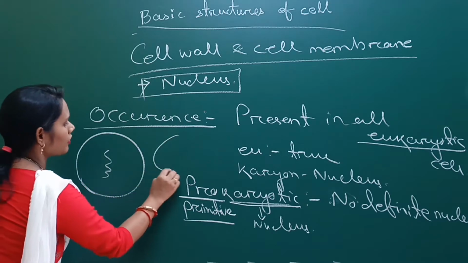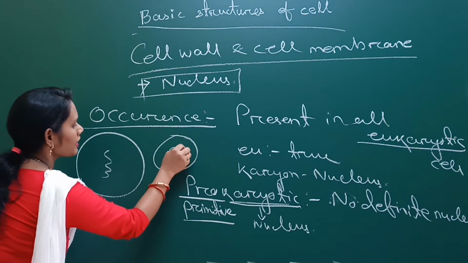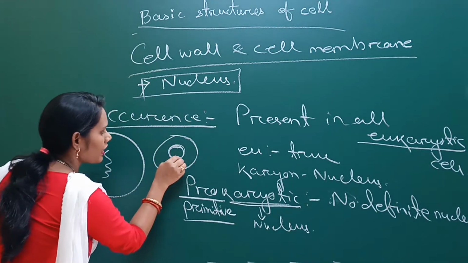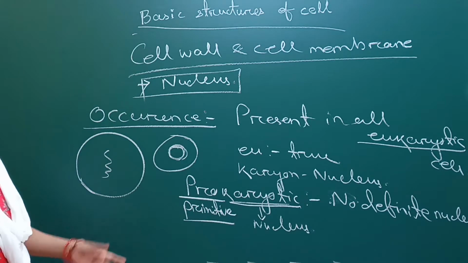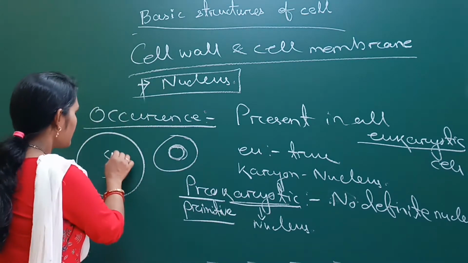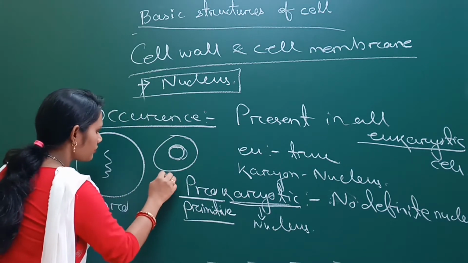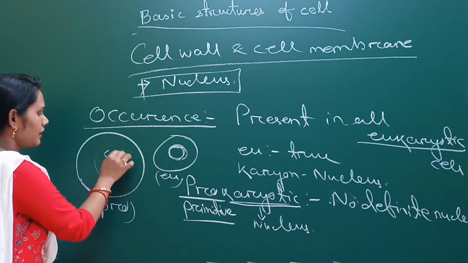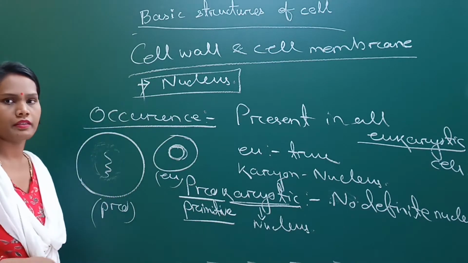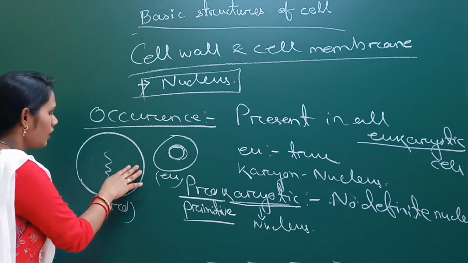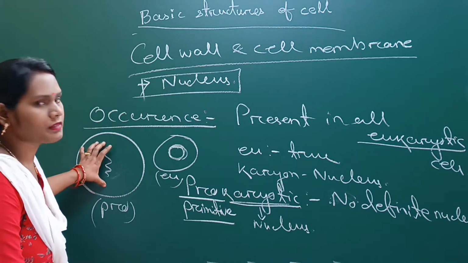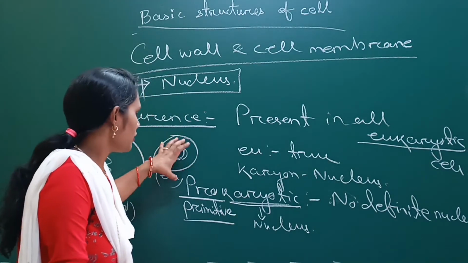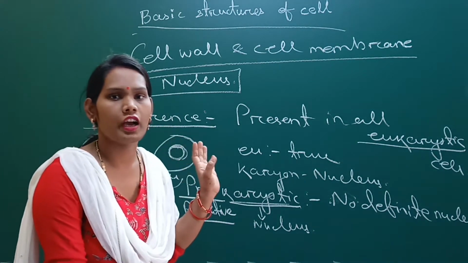But in a eukaryotic cell, the nucleus has a nuclear membrane. Due to the presence of this membrane, we can observe the nucleus very distinctly and prominently. But in the prokaryotic cell, there is no nuclear membrane, so the nucleus is not distinct and there is no definite nucleus. There is a definite, distinct and prominent nucleus in the eukaryotic cell because of the presence of the nuclear membrane.